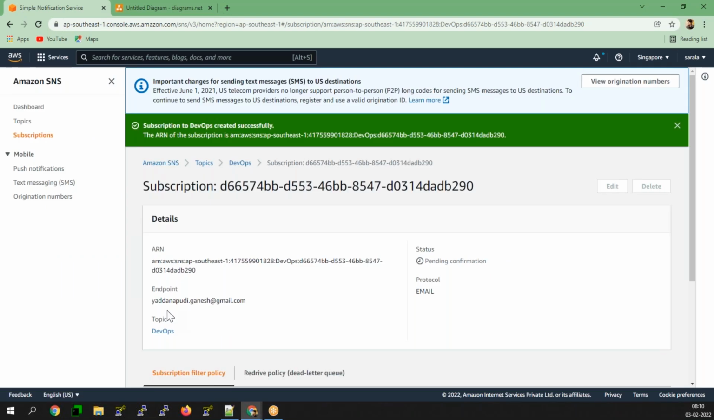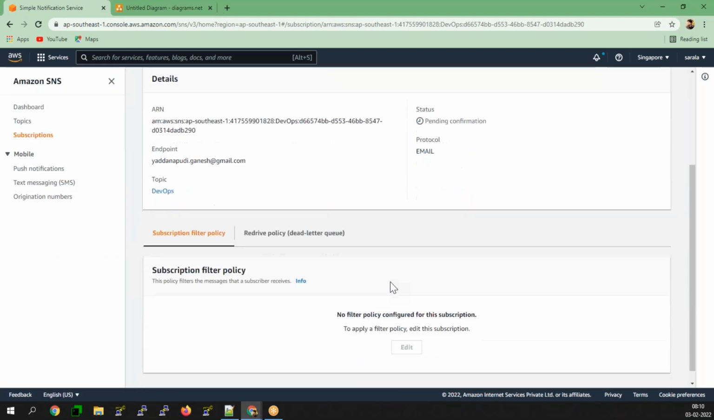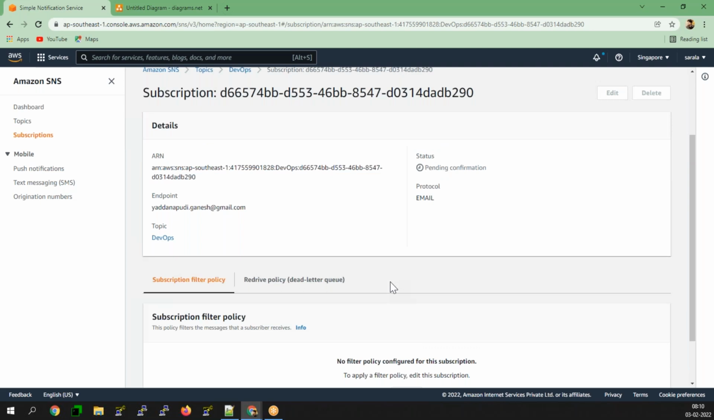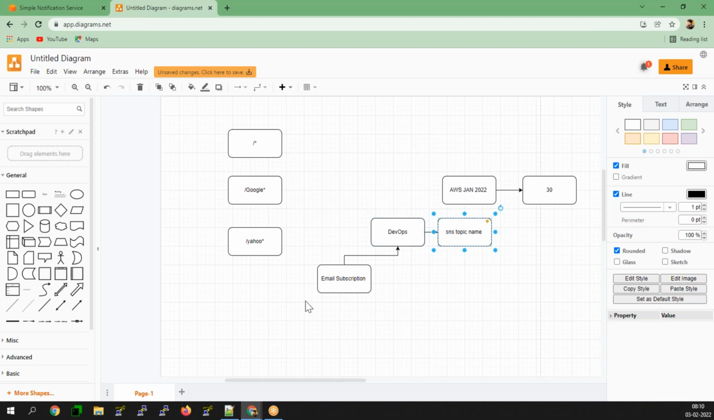Create a subscription; this is one thing you are going to do here. You created a topic, and under this topic you are going to create the email subscription.